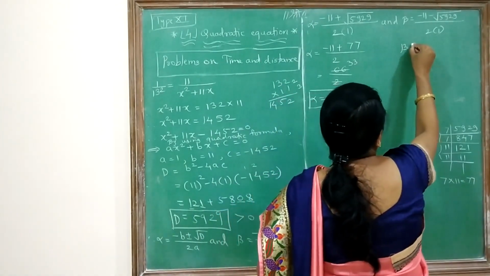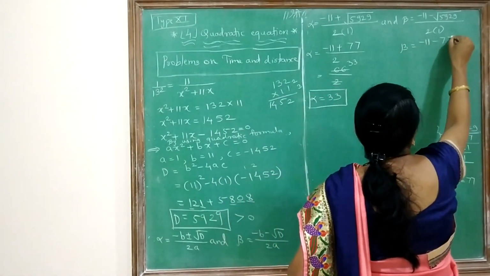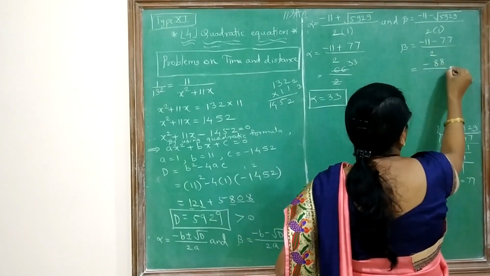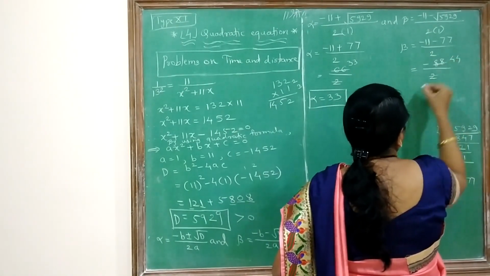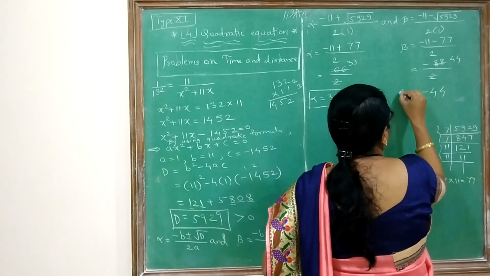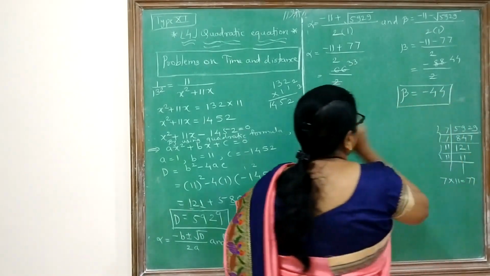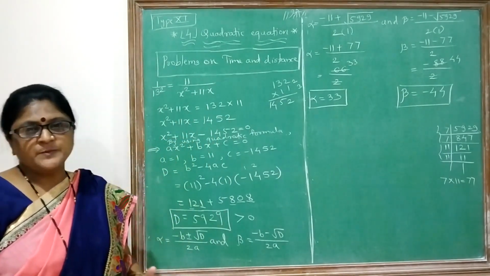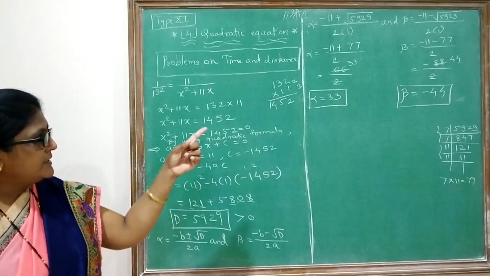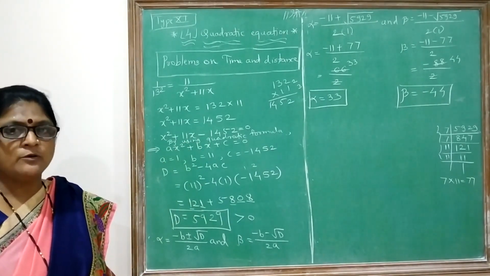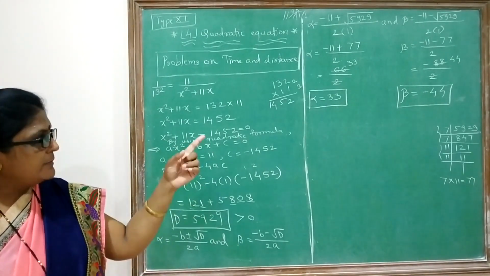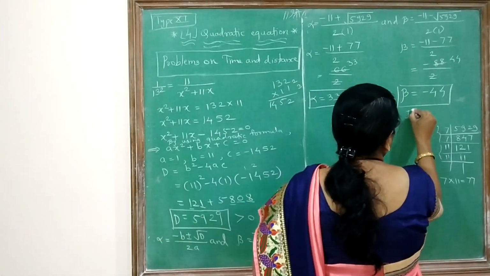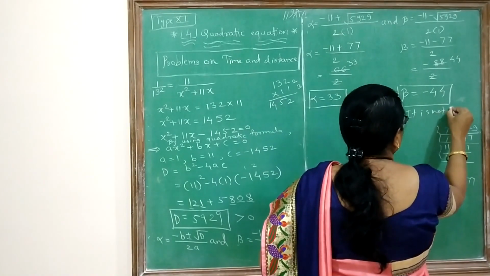Here beta equal to minus 11 minus 77 divided by 2. Here minus 88 divided by 2, 2 44s are 88. Here minus 44. Beta equal to minus 44. Since x is the passenger speed in kilometer per hour, your answer is 33 kilometer per hour, because minus 44 is not possible.